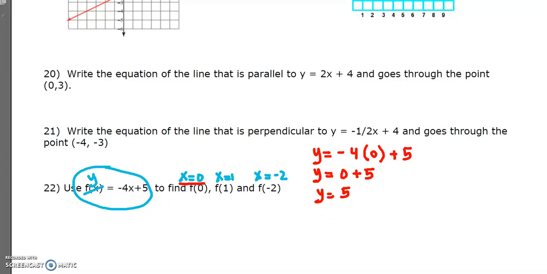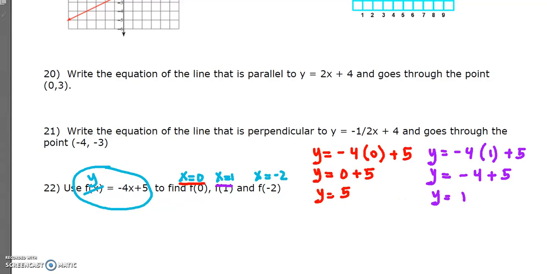Let's do the next one. I'm going to do x is going to be equal to 1. So again, y equals -4 times 1 plus 5. So -4 times 1 is -4, and then plus 5, I will end up with 1. So when x is 1, y is also 1.